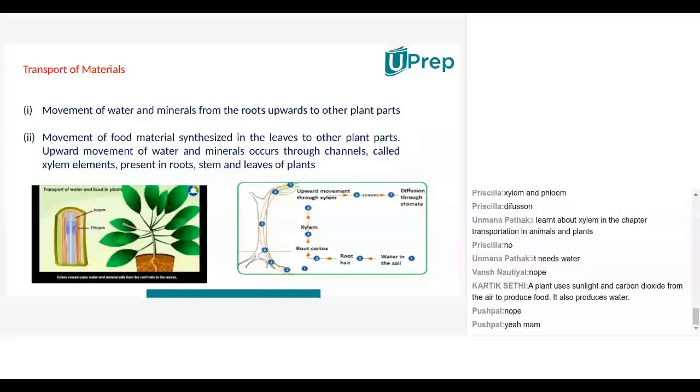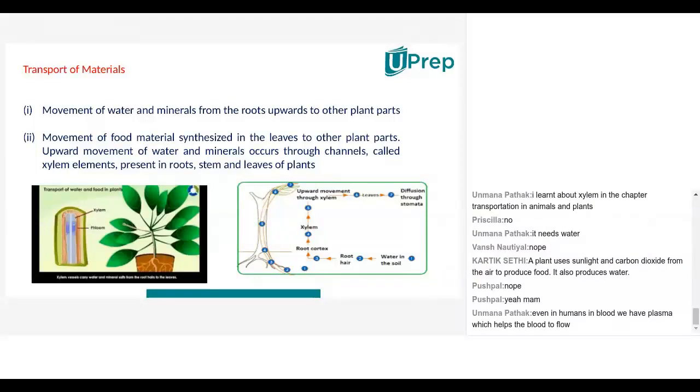Then it is soluble. The nutrient is mixed with the water, and it has reached the soil. Now it is up to the root hairs to absorb the water along with the nutrients into the stem and then to the leaf. This is how a typical transport of water and nutrients happens.